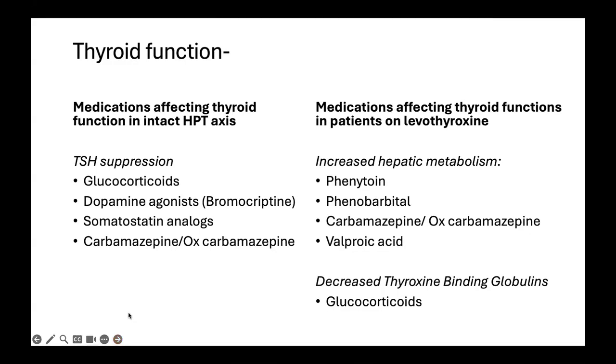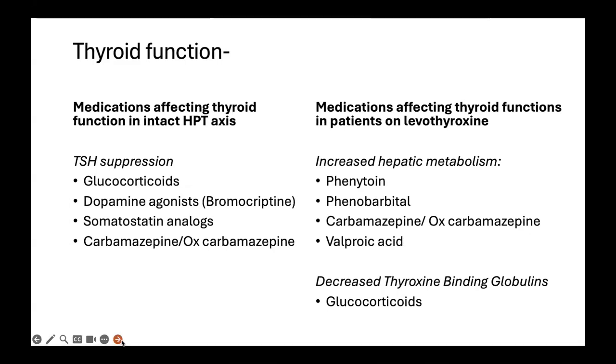Now, medications which can affect the thyroid function, wherein the hypothalamo-pituitary thyroid axis is intact, such as those causing TSH suppression, namely glucocorticoids, dopamine agonists or bromocriptine, which can be used for treatment of hyperprolactinemia, somatostatin analogs, and carbamazepine or oxcarbazepine. Then there are medications which affect the thyroid functions in patients who are already on levothyroxine treatment. These can have implications in their dose adjustment and maintaining normal TSH and free T4 levels.